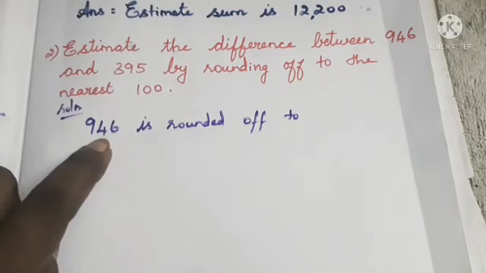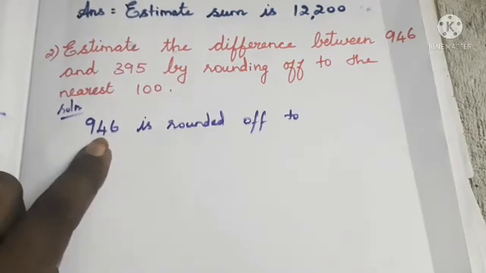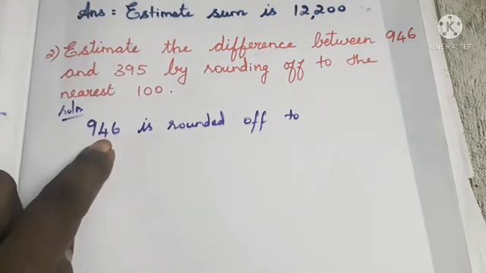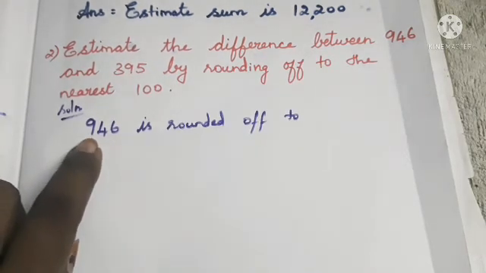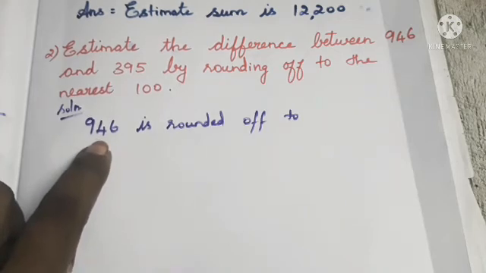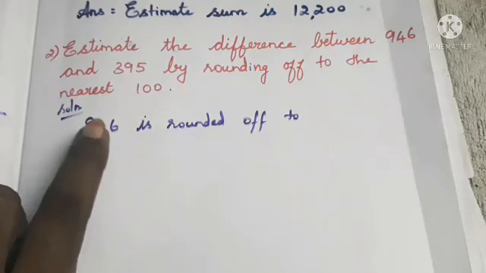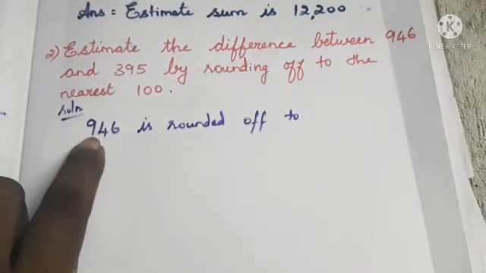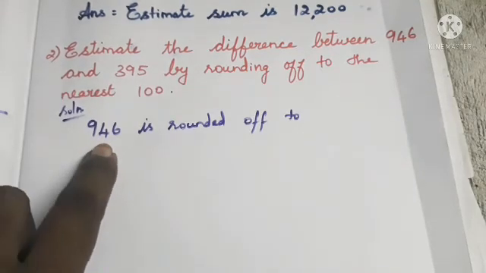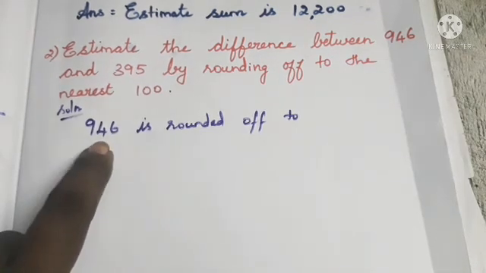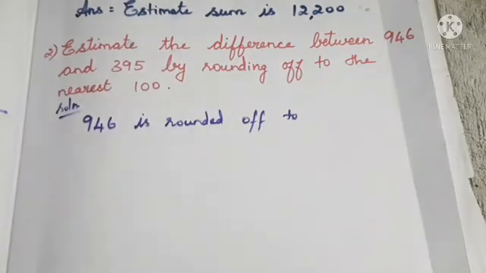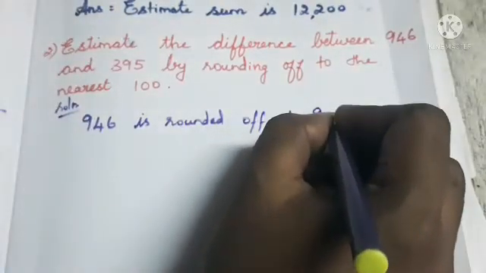The first condition is what? In the 10's place, if it is less than 5, we have to keep the 100 place as it is. The second rule is what? In the 10's place, if you have the digit 5 or more than 5, we have to add 1 to the 100 place. So here we have 4. So 4 means what, ma? Condition number 1. So we have to keep the 100 place as it is and make the 1's and 10's zeros. So we have to write 900.